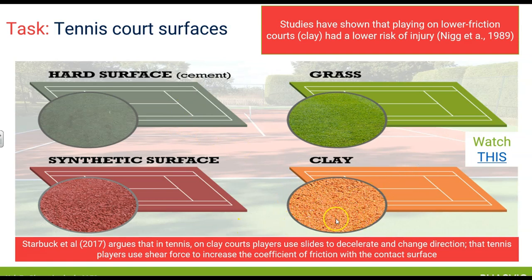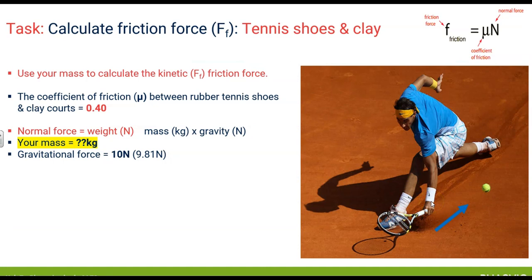And it might look a bit out of control, but it's probably easier on your joints and limbs as you do that. Now, what I've been able to find is a couple of examples of coefficients of friction. I couldn't find lots. So we've seen the sliding on grass one with Ronaldo. This one is for sliding on clay, so rubber tennis shoes and clay courts, and the coefficient is 0.43.